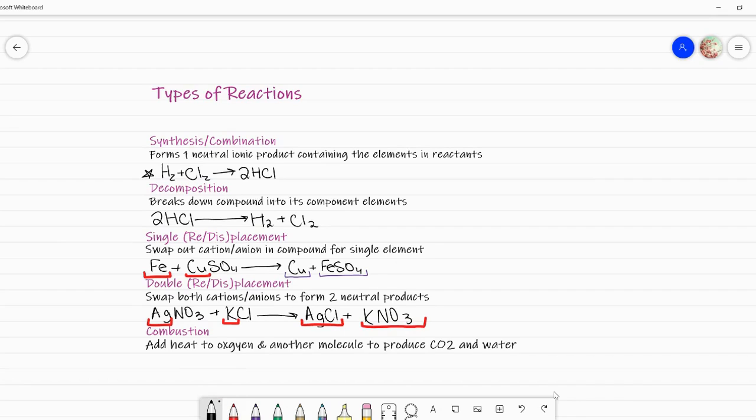Finally, for combustion, we're going to add heat to oxygen and another molecule to produce carbon dioxide or CO2 and water. So it should look something like this. You need to have a carbon and a hydrogen in your molecule, but you'll have to add oxygen in order to form CO2 and H2O.